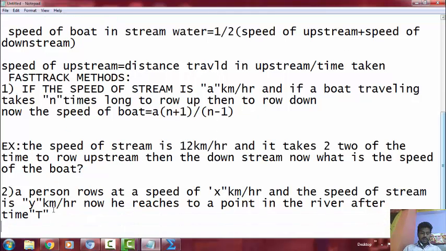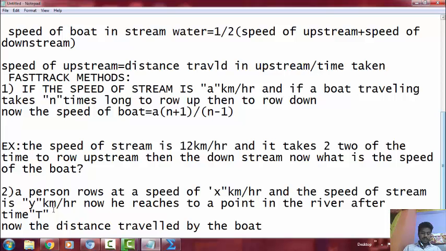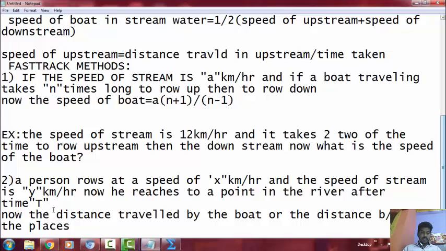Assume capital T. Now the distance traveled by the boat, or else you can say the distance between both the places, is equal to the time t into x square minus y square, that is x² - y², divided by 2x.